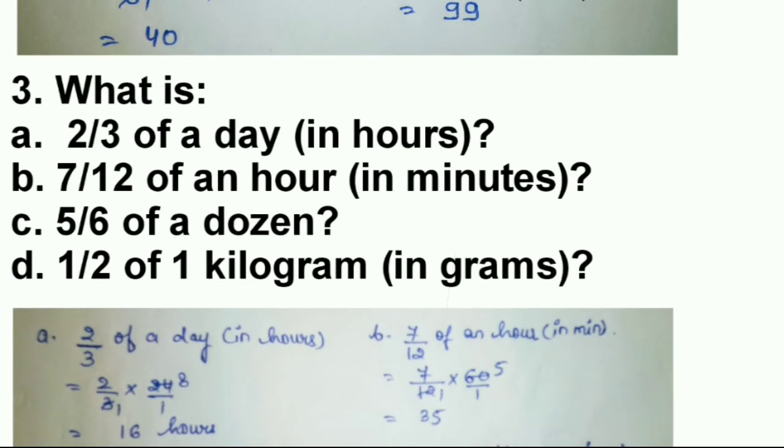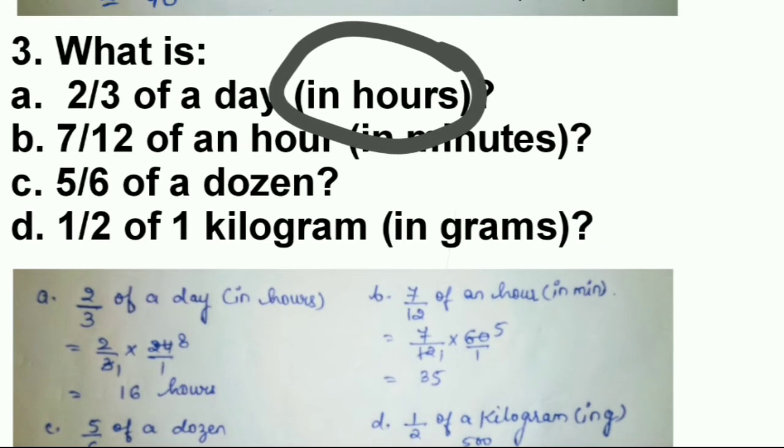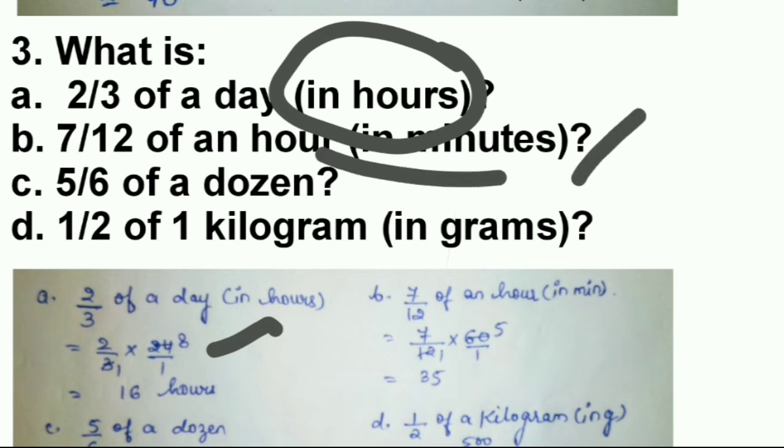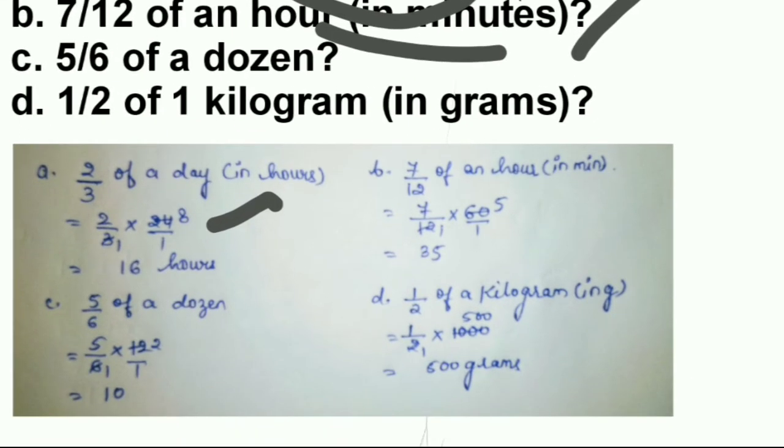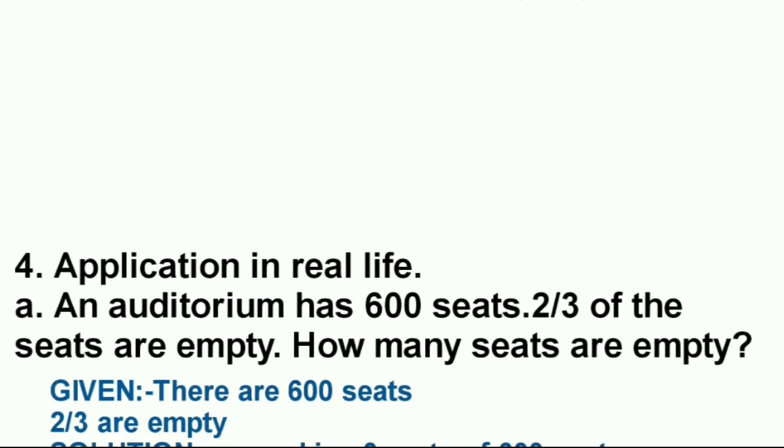And some more questions I have solved here. We have to convert in hours. 1 day equals 24 hours, so we multiply by 24. Same here, 60, because we have to find minutes. So minutes will come. Then a dozen means 12, so 5 upon 6 into 12. And then kilogram is 1 by 2 of a kilogram. So kilogram converted into gram is 1000.